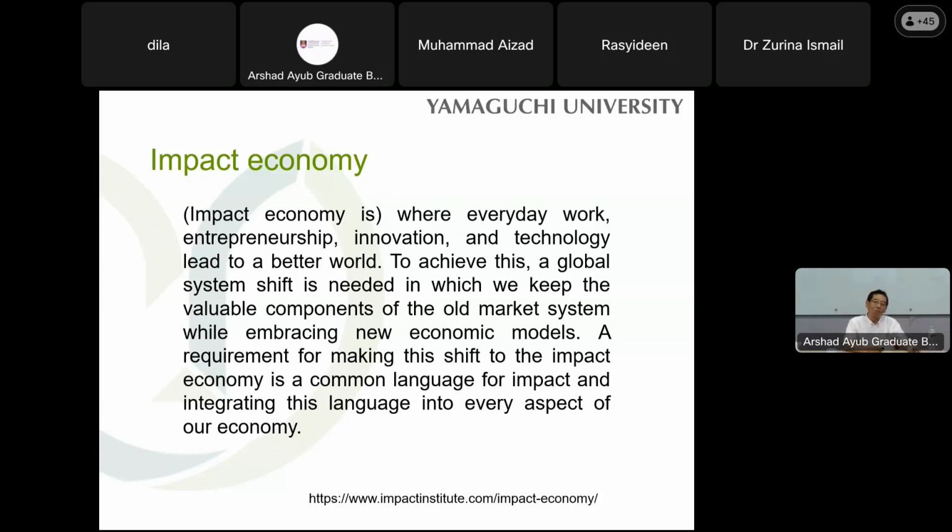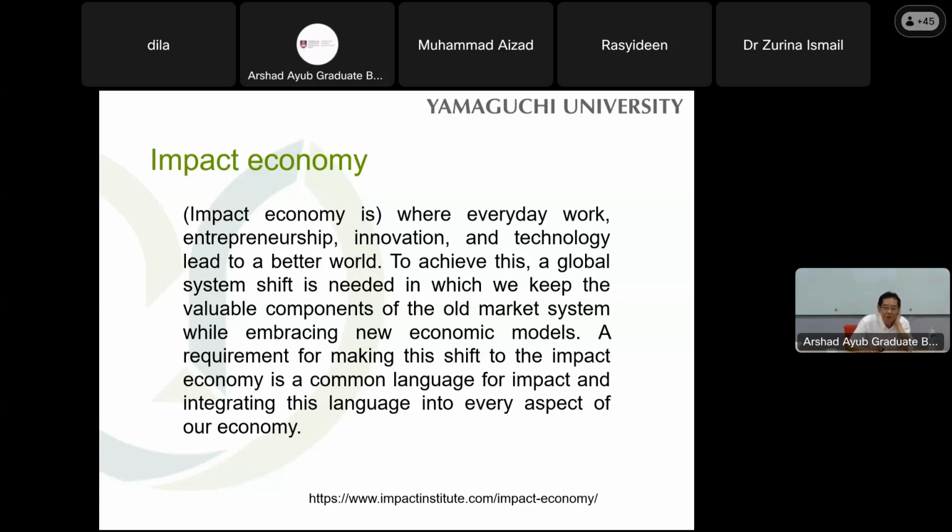When it comes to impact, what is impact all about? One of the remarkable recent movements is the interesting impact economy. Provided by a non-profit organization, impact economy is where everyday work, entrepreneurship, innovation, and technology lead to a better world.